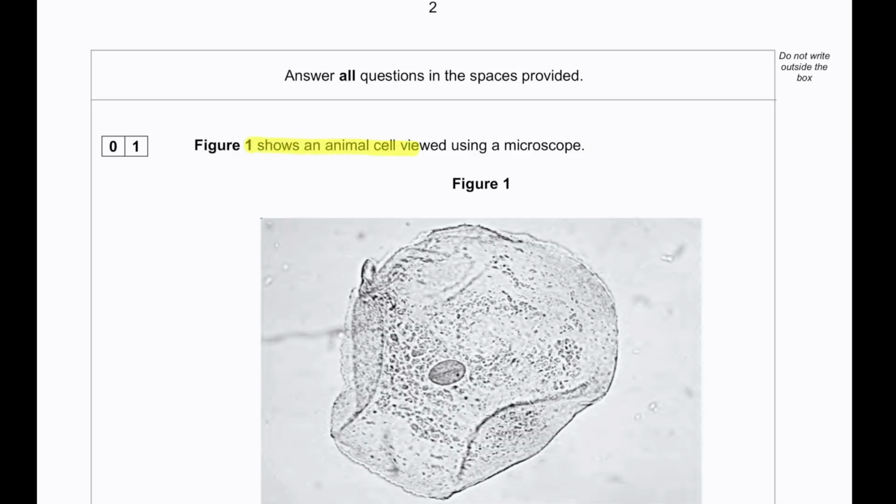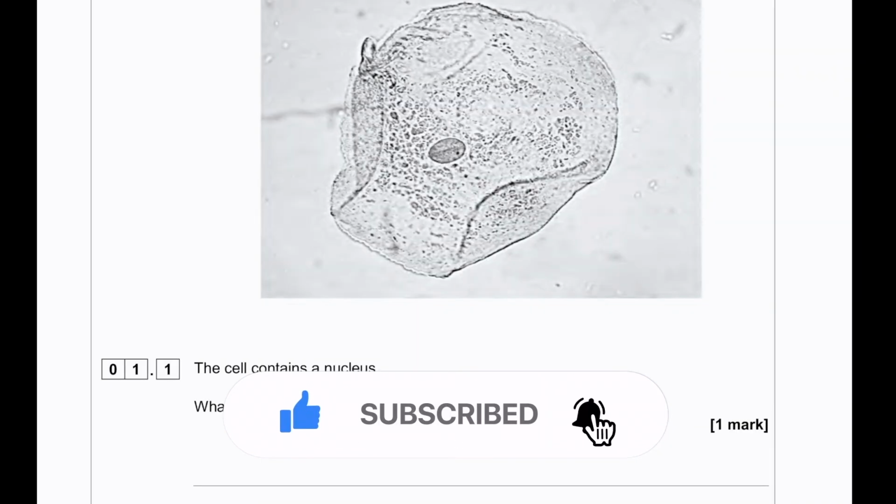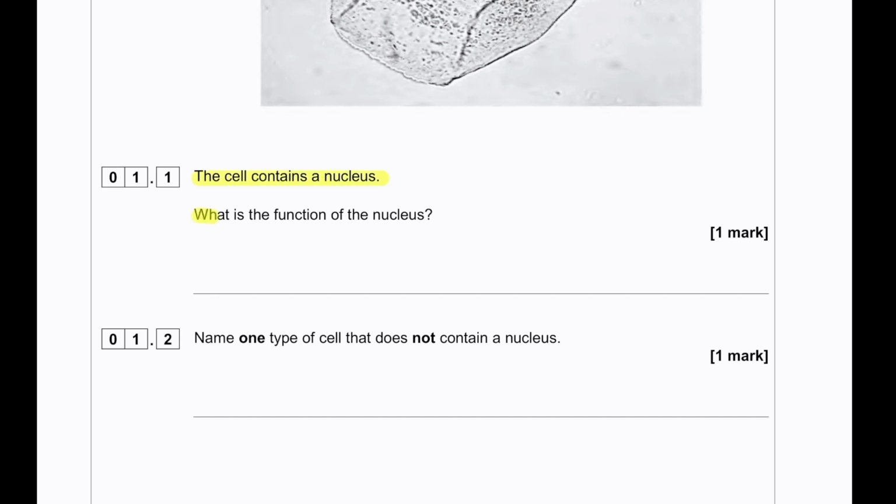Figure 1 shows an animal cell viewed under a microscope. So we can see the animal cell, we can see the cell membrane. The cell contains a nucleus. What is the function of the nucleus? Now we know that a nucleus controls everything that is happening within the cell. So we're going to say nucleus controls the activities of the cell.